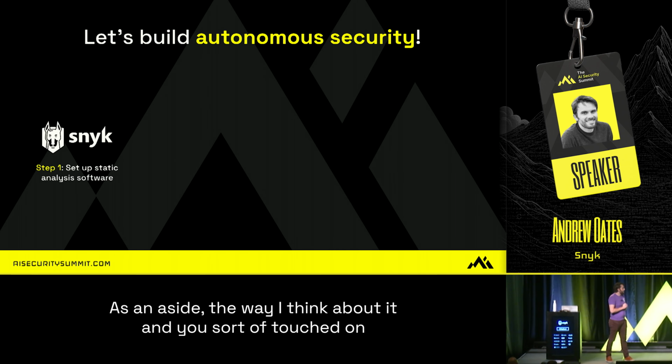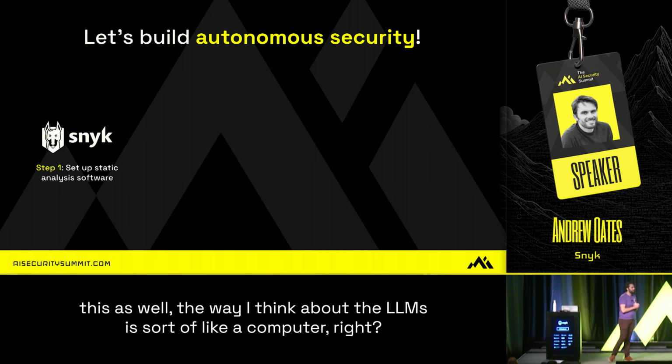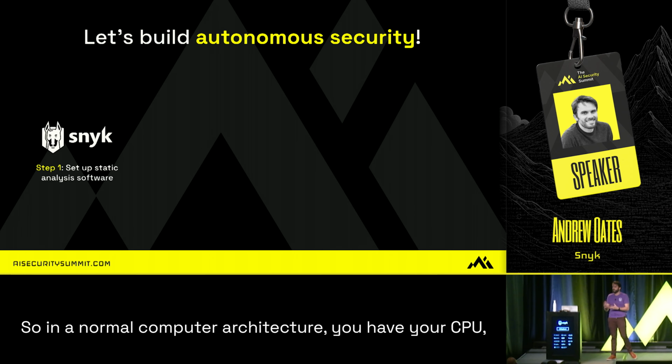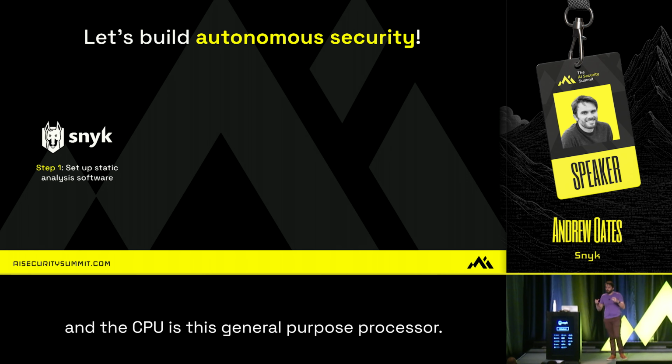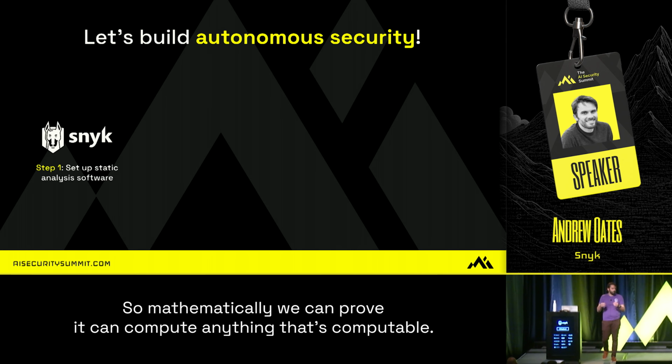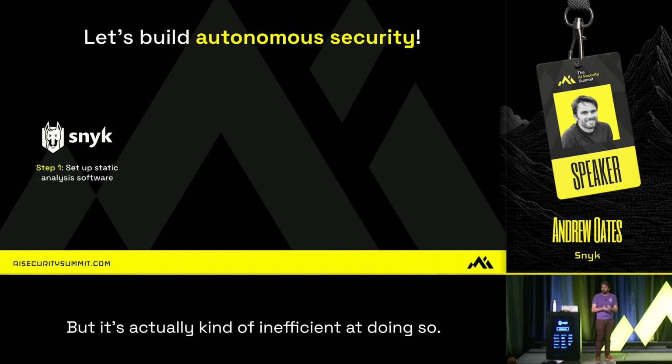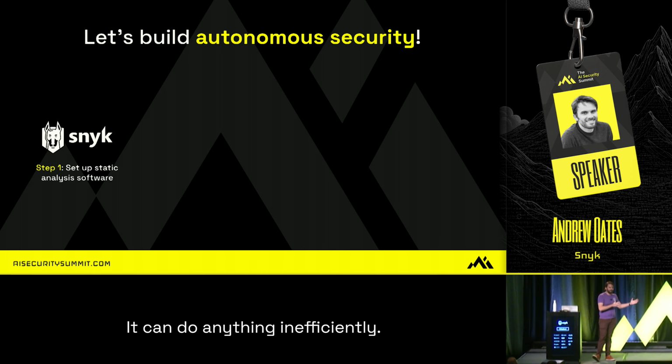It's really easy. As an aside, the way I think about the LLMs is sort of like a computer. In a normal computer architecture, you have your CPU, and the CPU is this general purpose processor. Mathematically, we can prove it can compute anything that's computable. But it's actually kind of inefficient at doing so. It can do anything inefficiently.